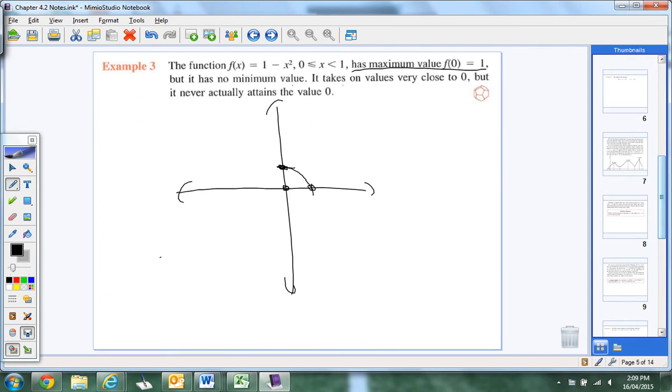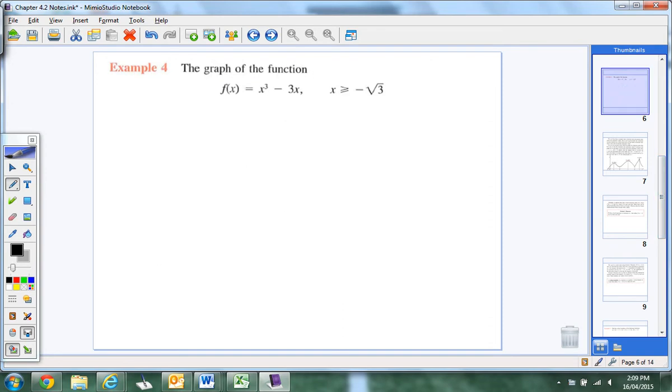Okay, can I go? Okay, so then example 4, the graph of the function x cubed minus 3x. And they want you to look at x greater than or equal to negative root 3. Okay? So there's a couple things I want you to understand. Let's look at the regular graph here. If I just did the regular graph, I like to go ahead and factor this. That'd give me x times the quantity x squared minus 3.